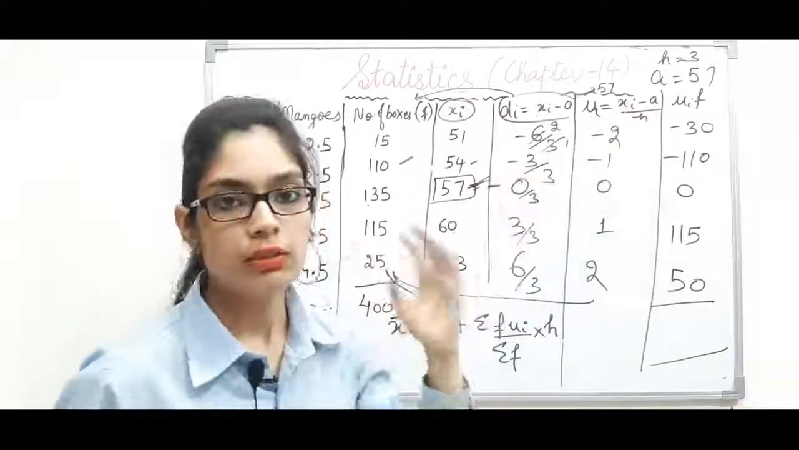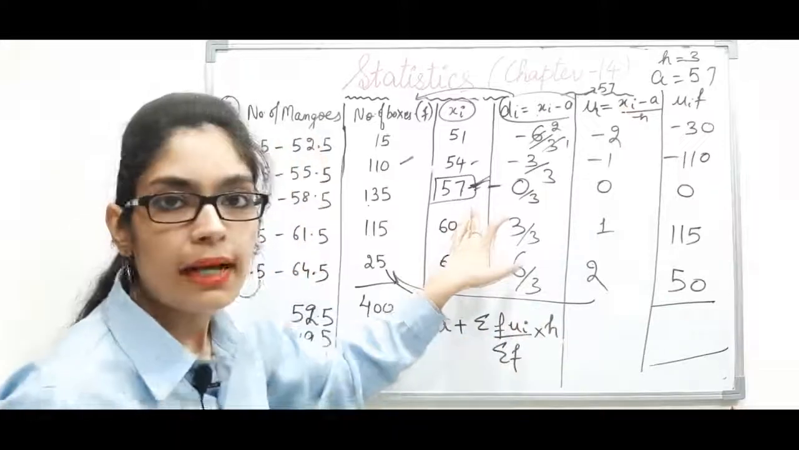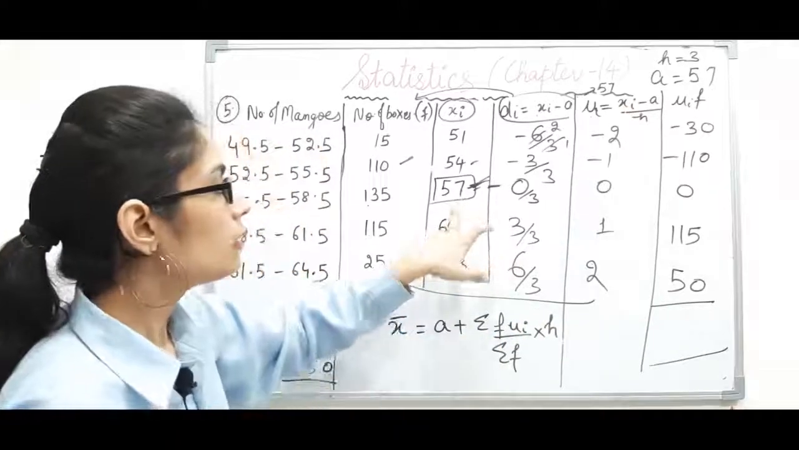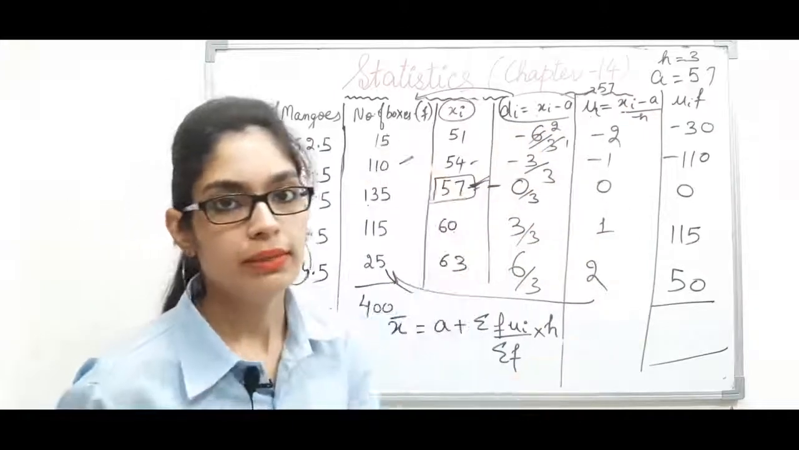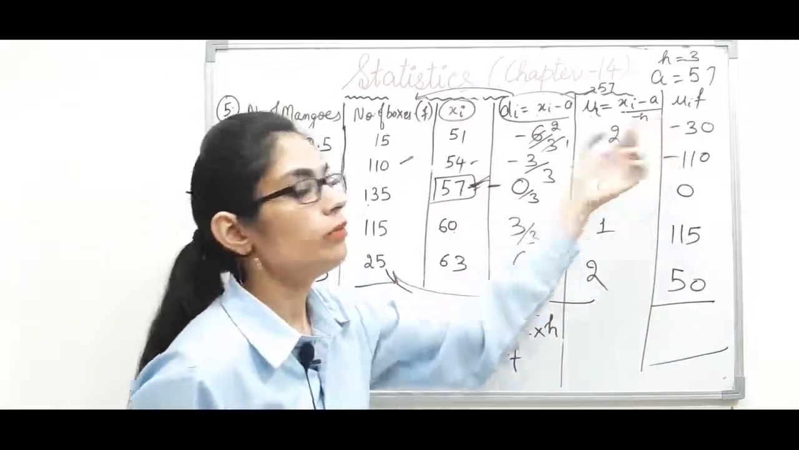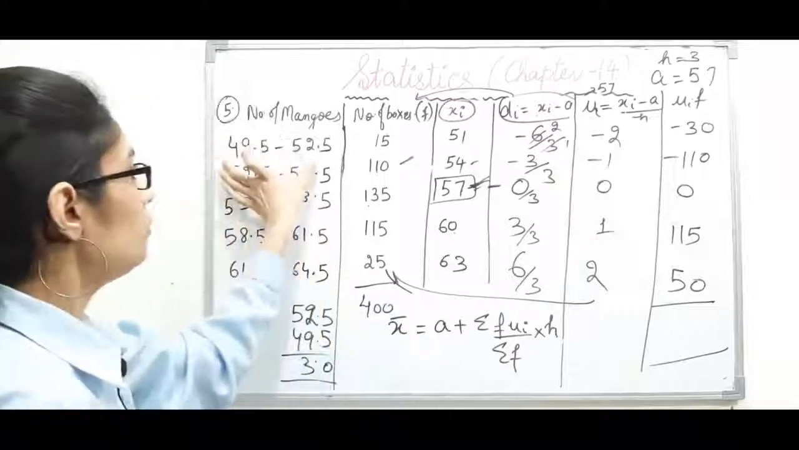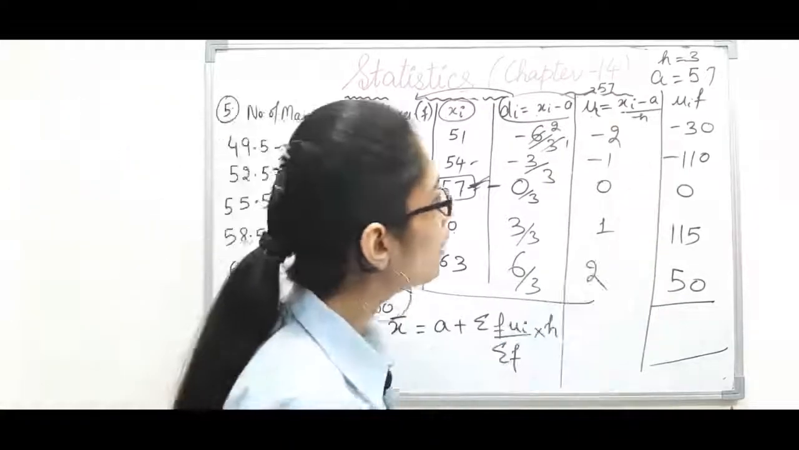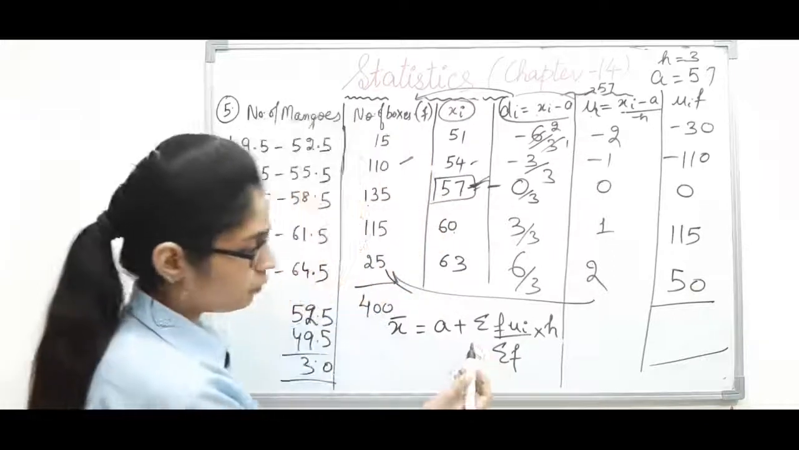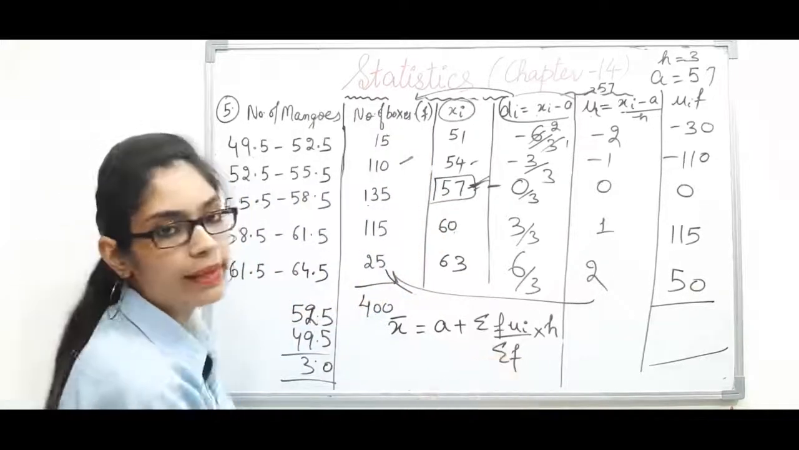First of all you have to assume one mean from class marks. This is class mark, then you have to find difference, and if you want to do by step deviation you need to find the value of h also, which you can find through this interval. Now let's add this, because in this formula we need summation fui.